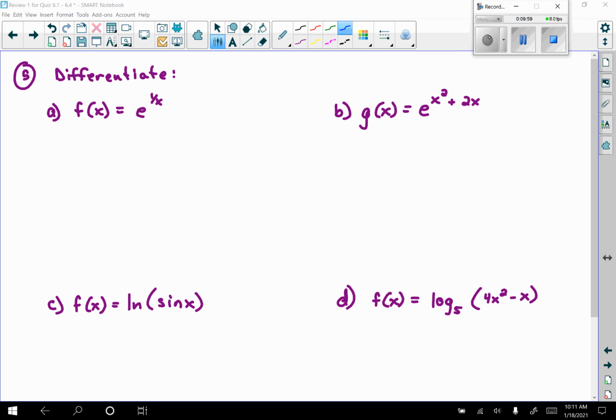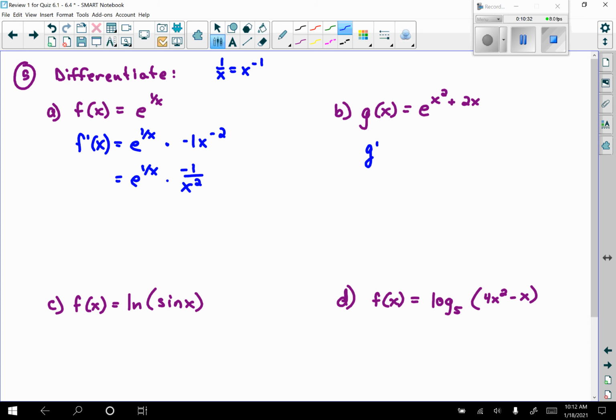All right, so A and B are both looking at derivatives of powers of e. So for A, our derivative is going to be e to that power times the derivative of that power. So we could think of 1 over x as x to the negative first. So then this becomes times negative 1 times x to the negative second. And you could leave it like that, or you could say e to the 1 over x times negative 1 over x squared. And you could leave it just like that.